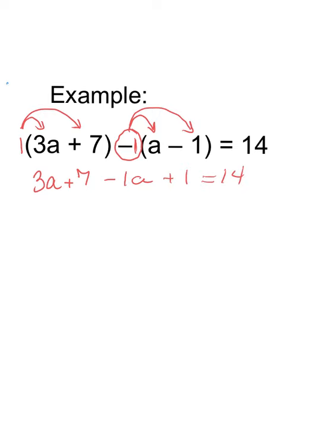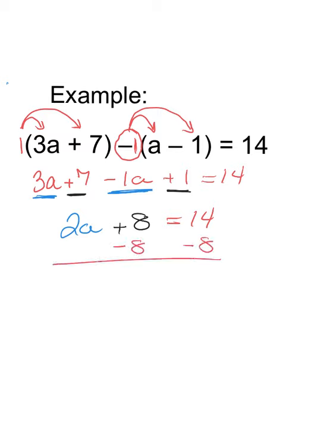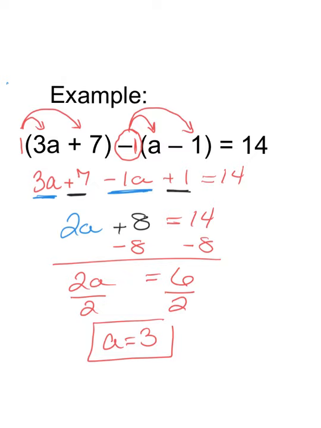Now I'm going to combine like terms. 3a minus 1a, or 3 apples minus 1 apple, is 2 apples. If I look at the numbers, 7 plus 1 is 8. Copy down the rest of the problem. Now I want to use addition or subtraction. I'm going to move the 8 over. I end up with 2a equals 6. If I divide both sides by 2, I end up with a equals 3, and that is my answer.